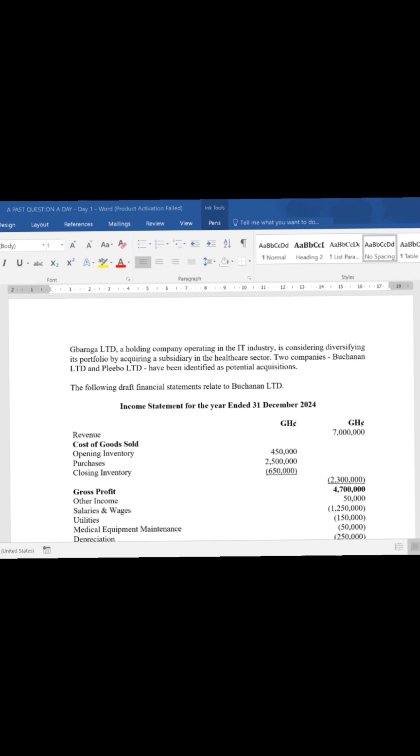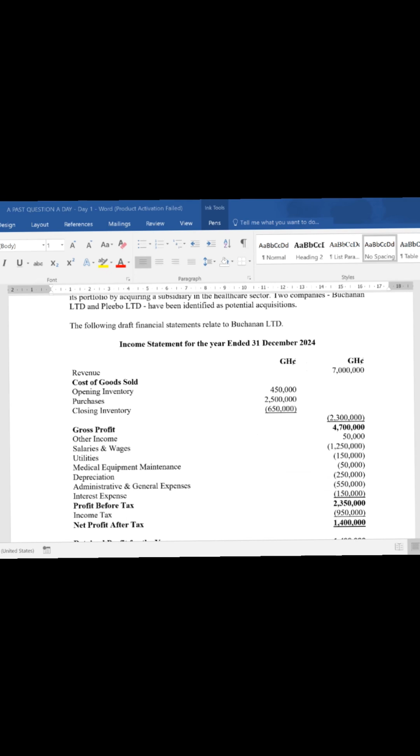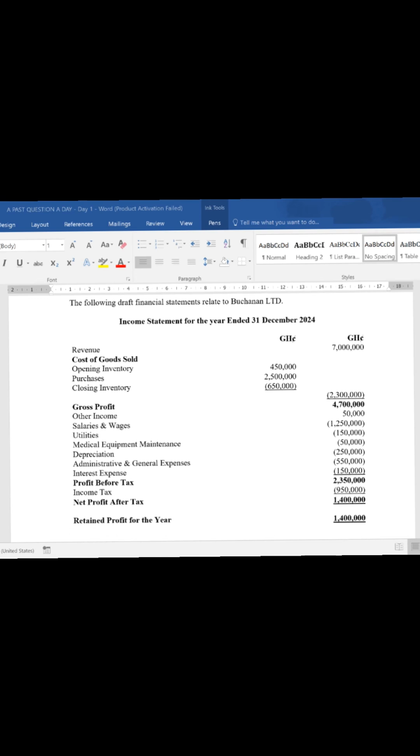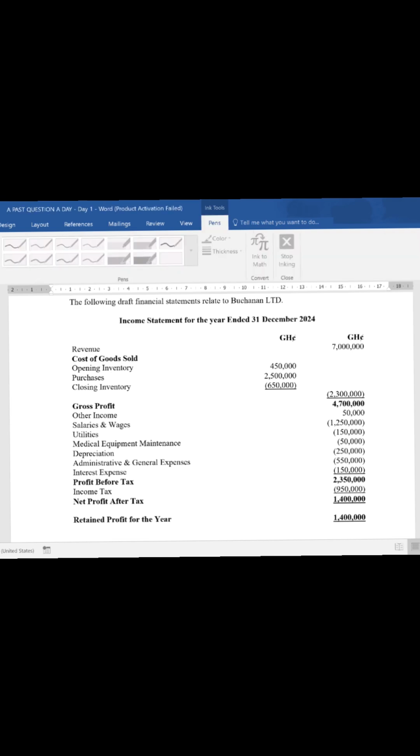So we have the income statement, where we have the revenue, cost of goods sold, gross profit, other income, operating expenses, profit before tax. Then we have our net profit. Then we have our retained earnings. You realize that our retained earnings is the same as our profit after tax. Indirectly, we are being told that no dividend was paid.